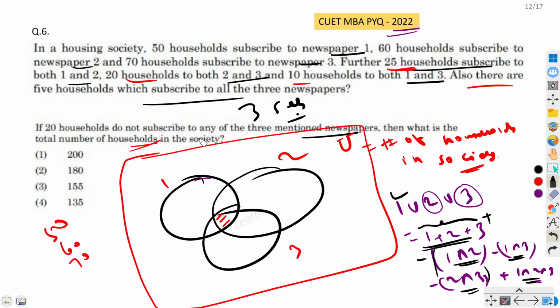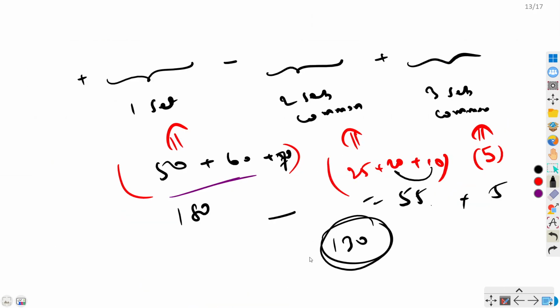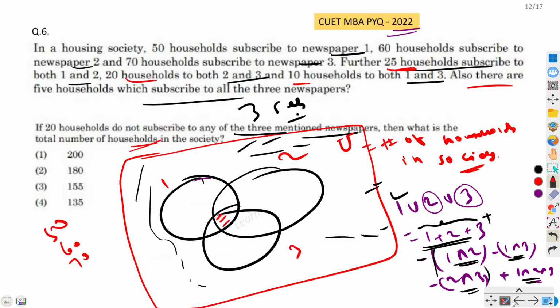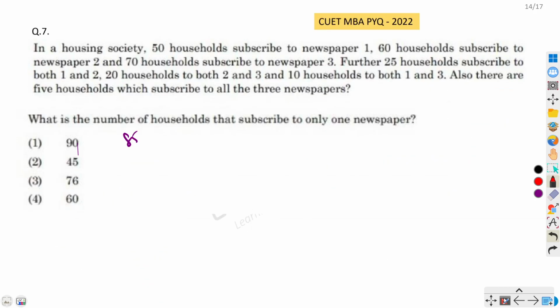But what they have asked, if 20 households do not subscribe to any of the 3 mentioned newspapers, so these 20 households are the outer ones. They don't belong to any newspaper. So we found that there are 130 households which have at least one newspaper, and there are 20 which do not have any newspaper. So how many total households? So 130 plus 20, that would be 150, right? So this is your answer. Answer is 150, which is not mentioned in any of the options. That's why they dropped the question last year. Let's move on to the next question.